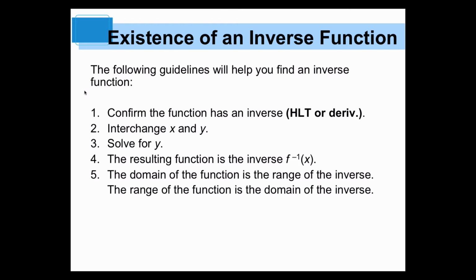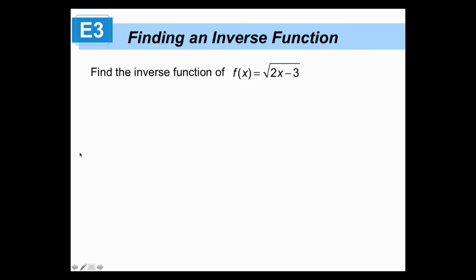Okay, we good? The most important ones are 1 through 3. 4 is just a notation thing. 5 we already knew. Domain and range switch. So let's go through an example first, and then we'll see how we're doing for time. All right, find the inverse function of that.